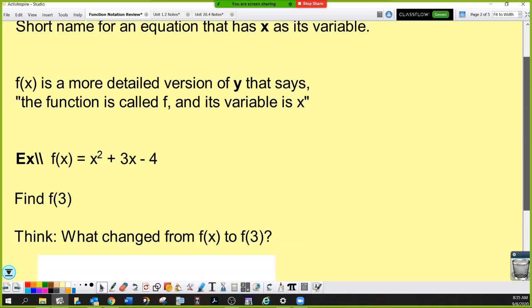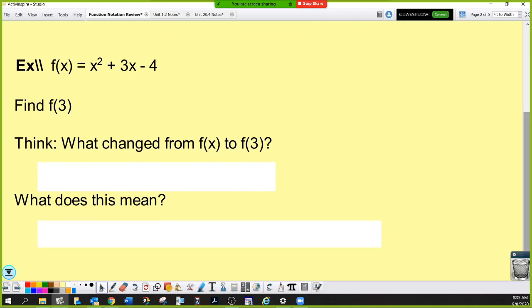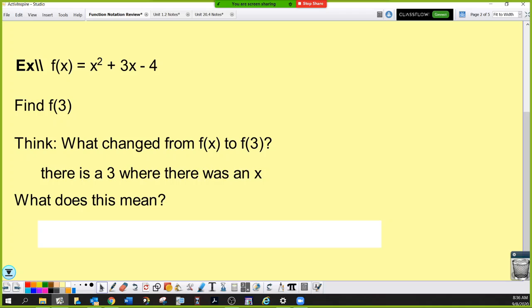If it says find f of 3, this is the thought process that I need you going through. You've been told to find f of 3. Your job is to wonder, what changed from f of x to f of 3? And this is not to insult any intelligences. I literally want you asking yourself, if it was f of x and now it says f of 3, what changed? Hopefully it's obvious that the x has been replaced with a 3, right? You guys hopefully can see that. X has been replaced with a 3. So there's a 3 where x used to be.